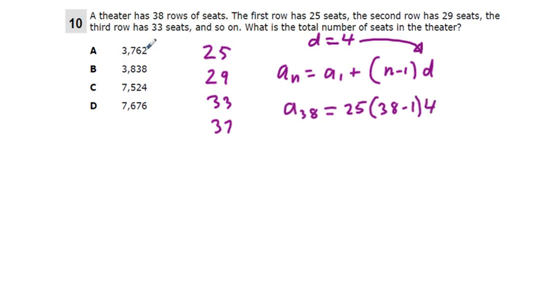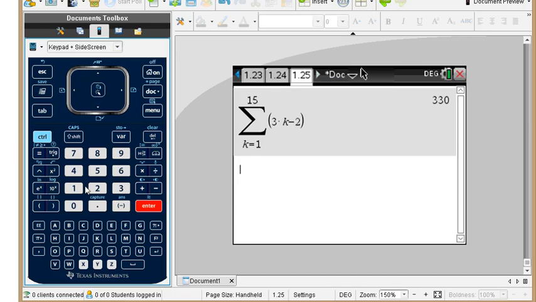So it's going to be, and I just didn't write it right, did I? It's going to be plus 38 minus 1 times 4. So we'll have 25 plus 4 times 37. And we can go to our calculator. 25 plus 4 times 37. We're going to get 173.